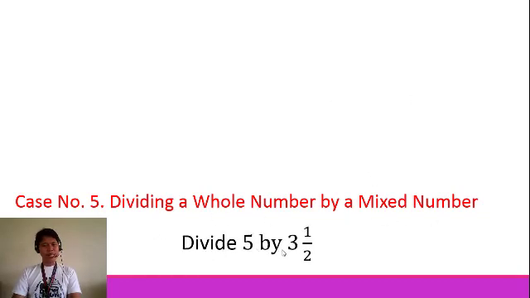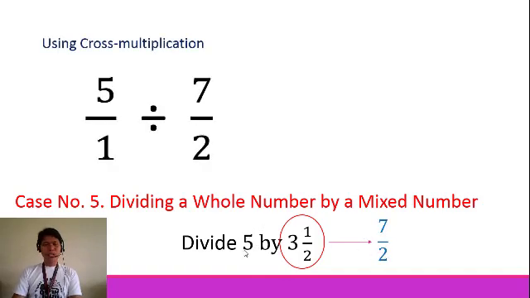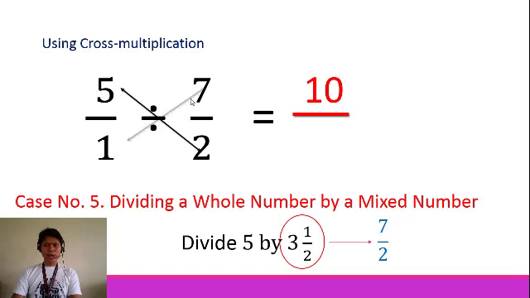Divide 5 by 3 and 1/2. Okay, so the first thing that we are going to do is the same. You just change this into an improper fraction. 3 times 2 is 6 plus 1 is equal to 7 over 2. And then since it is 5, it means there is a denominator of 1. So 5 over 1 divided by 7 over 2. So by cross multiplication, 5 times 2 is equal to 10, and 7 times 1 is equal to 7.